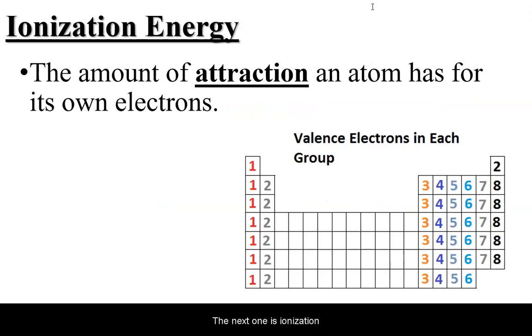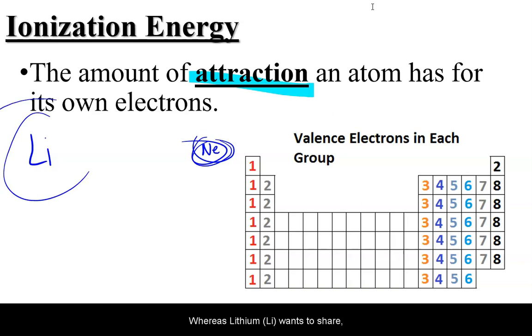The next one is ionization energy, which is the amount of attraction an atom has for its own electrons. So remember, the smaller ones, like neon, compared to lithium, is holding on real tight to these electrons, whereas lithium wants to share, it wants anybody to take these electrons.